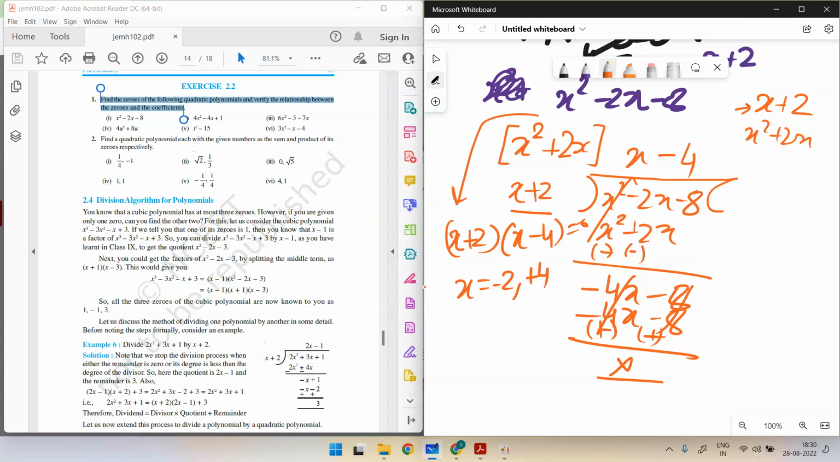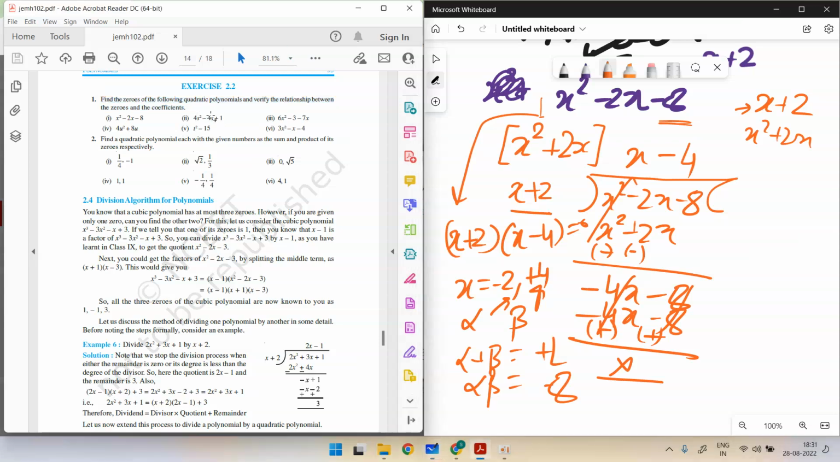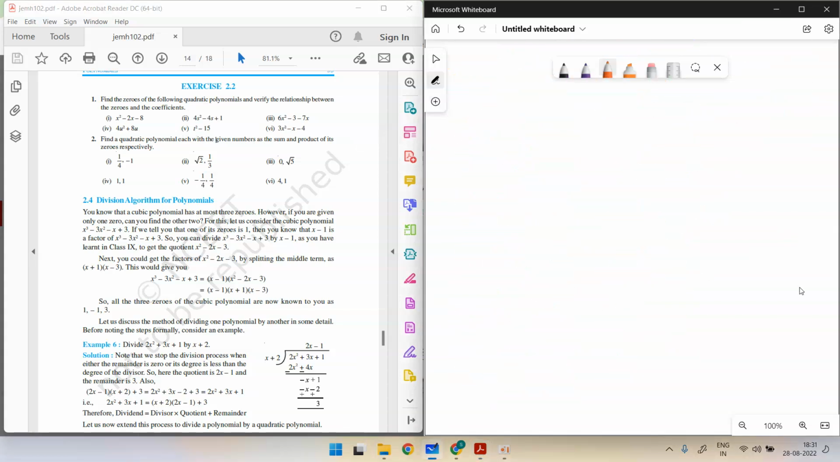By equating to 0, alpha is this and beta is this. When substituting, alpha plus beta is 2, and from the equation it is minus of minus 2 by 1, and alpha times beta is equal to minus 8, which is this by 1. So hence proved, this is the relationship. The same thing you can do with this and this also, but I'm just doing the factorization part. You can easily do it.